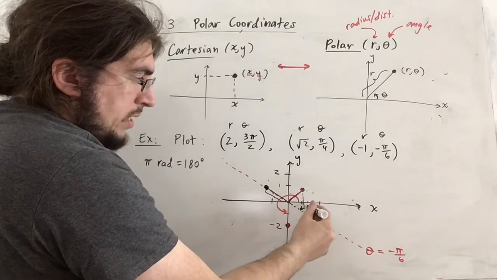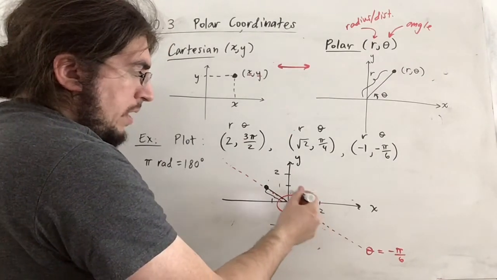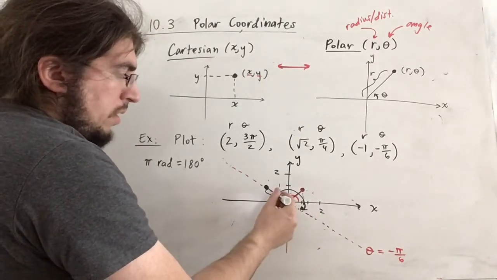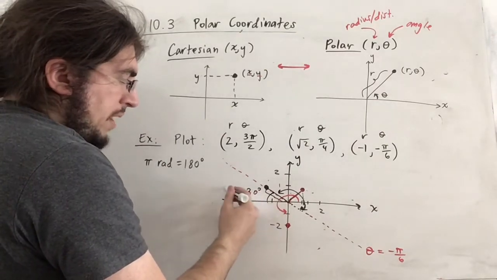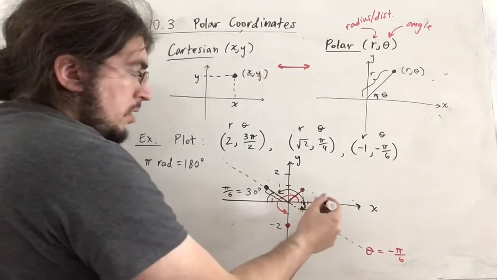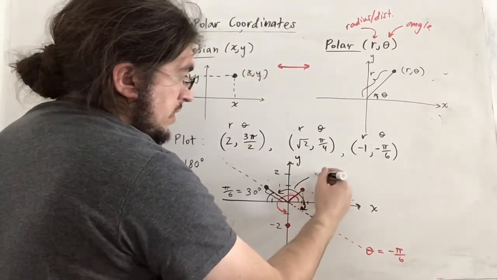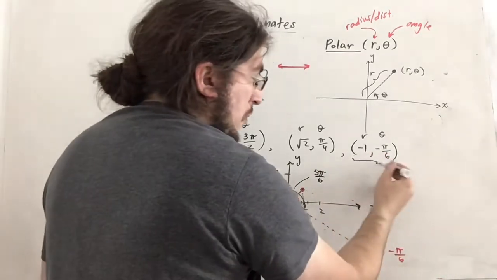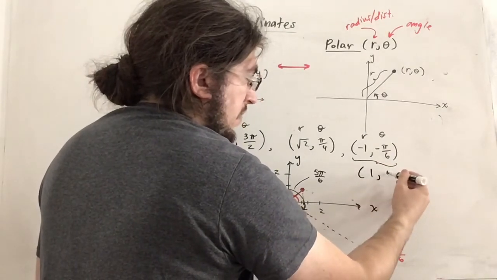So going in this direction from the positive x-axis gives us a negative angle, but if we went in this direction, what's the angle? Well, here, the angle is 30 degrees, or pi over 6, because of symmetry. So then this angle here will be 150 degrees, which is actually 5 pi over 6. So this point actually is the same as 1 comma 5 pi over 6.